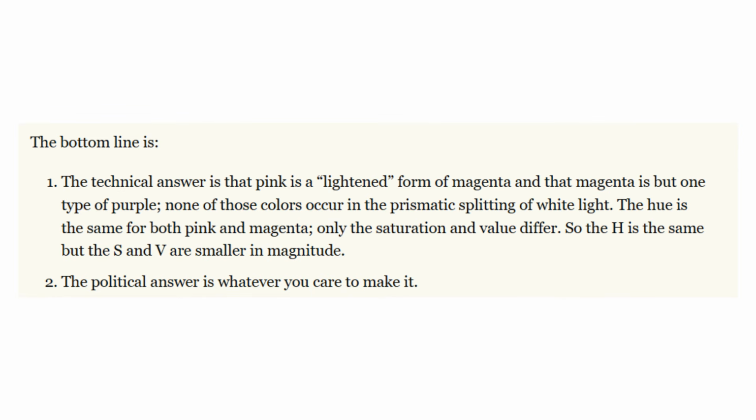But to sum up that response, the technical answer is that pink is a lightened form of magenta, and that magenta is but one type of purple. None of those colors occur in the prismatic splitting of white light. The hue is the same for both pink and magenta, only the saturation and value differ. So the hue is the same, but the saturation and value are smaller in magnitude.